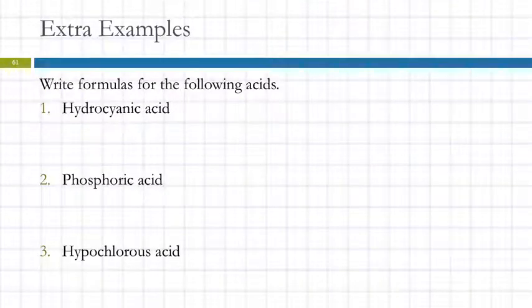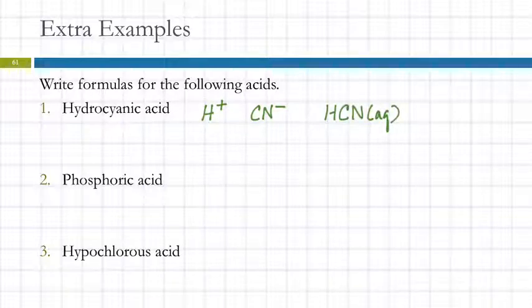So a little more practice. Let's write formulas. Hydrocyanic acid. Is this an oxyacid? No, because it has hydro in front, right? So this is going to be hydrogen ion and something else. Cyanide. Cyanide is a polyatomic ion, but it does not have oxygen in it. And it does form an acid. And so the formula is HCN aqueous. And that's why I don't like to call these binary acids, because that one's not binary.